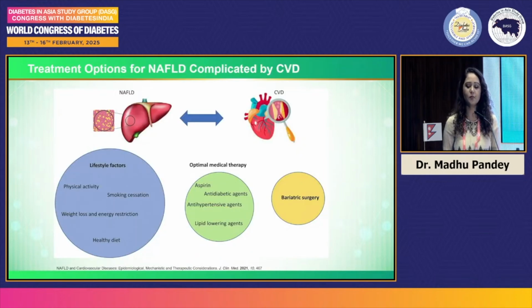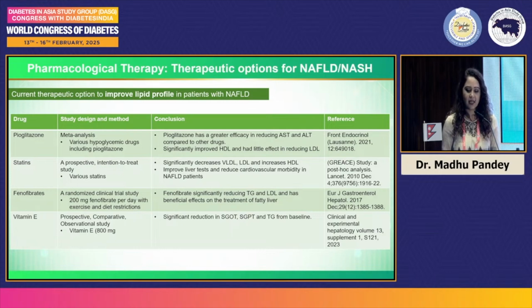So the first treatment option for NAFLD complicated by CVD is lifestyle, physical activity, weight loss, energy restriction, smoking cessation, and optimal medical therapy for the CVD: aspirin, anti-diabetic medications, anti-hyperglycemic agents, lipid-lowering agents, and bariatric surgery. We can see some of the studies: a pioglitazone meta-analysis has shown greater efficacy in reducing ALT and AST compared to other drugs, and significantly improves HDL with little effect on reducing LDL. Statins, in prospective intention-to-treat studies, have shown significantly decreased VLDL and LDL and increased HDL, improved liver tests, and reduced cardiovascular morbidity in NAFLD patients.